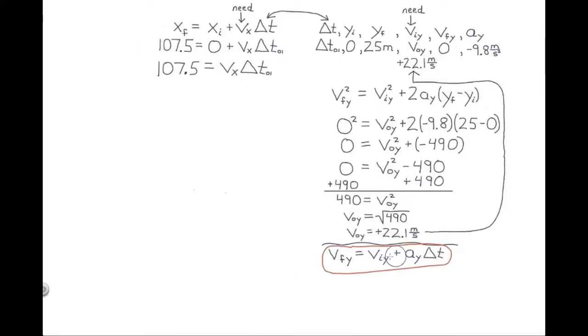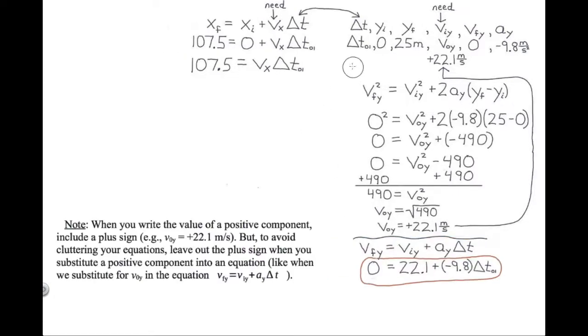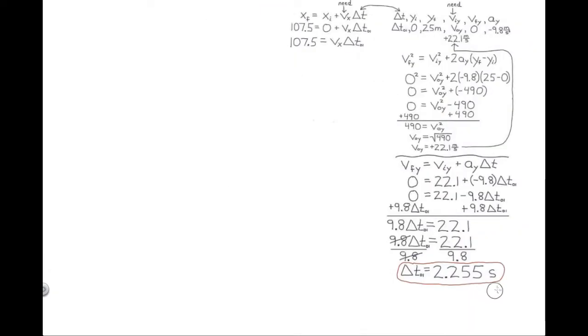First, we write the general equation. Then we can use our projectile motion setup to substitute specifics into the equation. Notice that we're making use of our previous result that v sub 0 y equals positive 22.1 meters per second. Now we can solve this equation for delta t. Our result is that delta t equals 2.255 seconds.